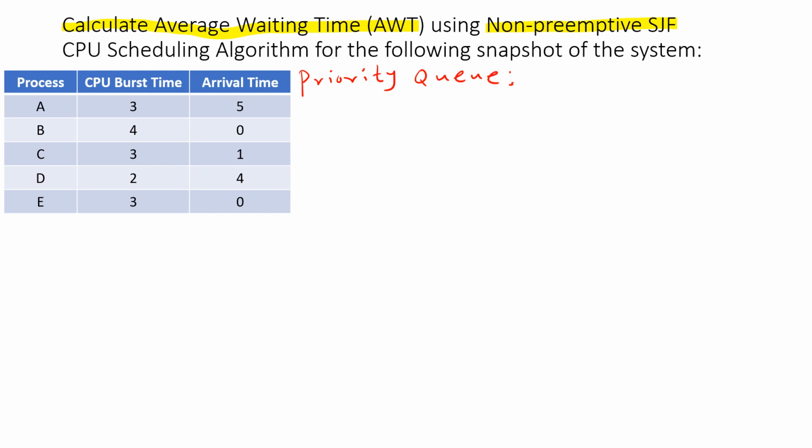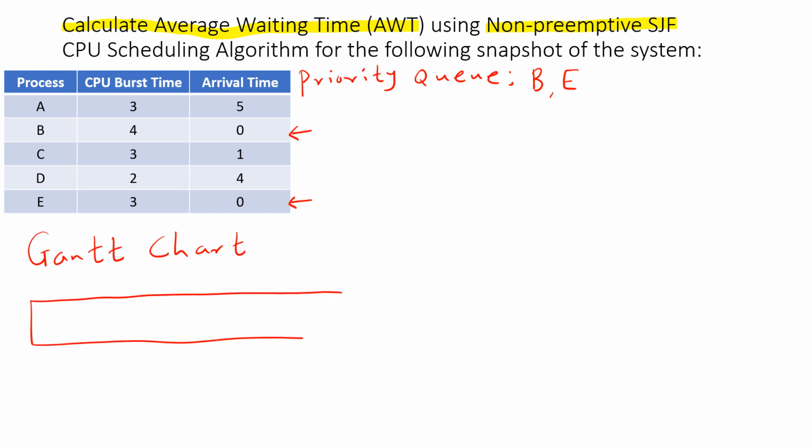Now if you look at the snapshot of the system, you realize that at time 0 two processes arrive, B and E, and imagine that they are entered into the queue in the order B and E. Both processes arrive at the same time, but they are entered into the queue in the order B and E. The order of execution can be illustrated using a Gantt chart.